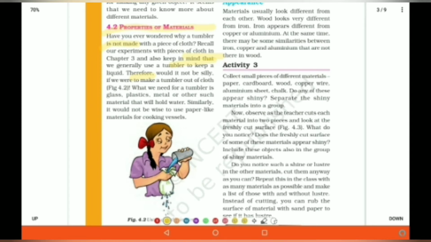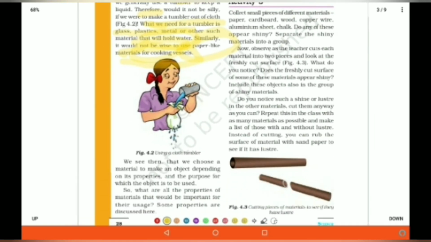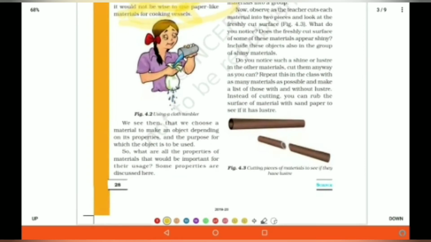Now, what we need for making a tumbler is glass, plastics, metals, or other such materials that can hold water. Similarly, it would not be wise to use paper as a material for cooking utensils, as when we put it in fire, paper burns away, right?